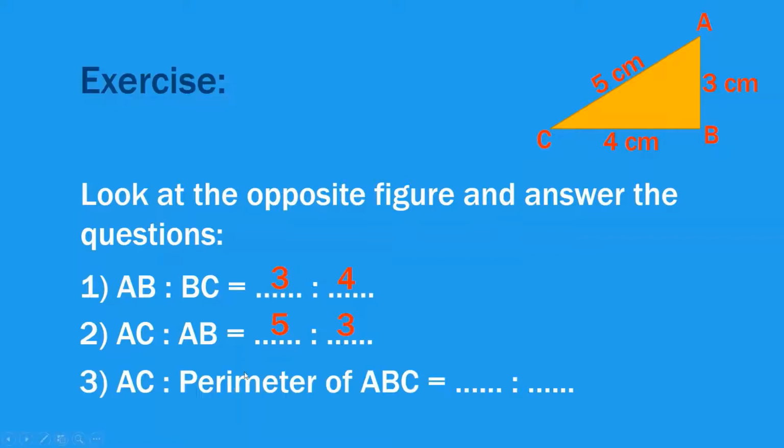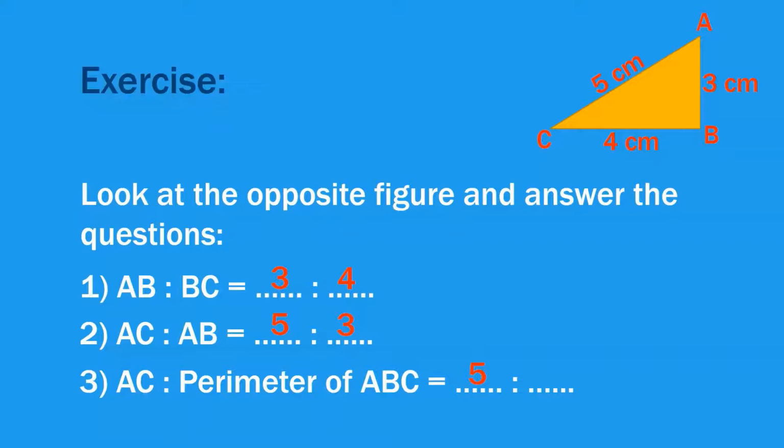Number 3, AC to the perimeter of triangle ABC. At the beginning, let's find the first term, which is AC. From the drawing here, AC equals 5 centimeters. So let's write AC 5. So the first term is 5. Then let's find the second term, which is the perimeter of triangle ABC. So let's find the perimeter.